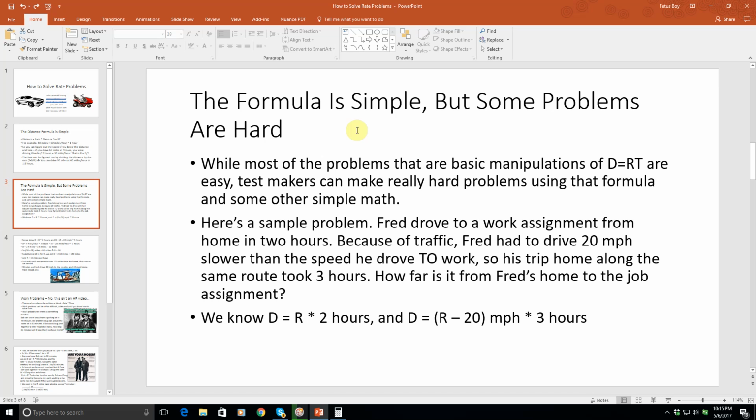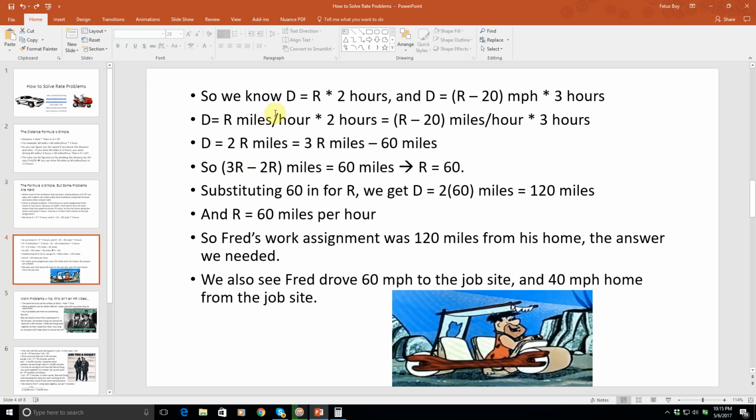Well, we know the distance is equal to the rate that Fred drove at times 2 hours, and it's also equal to his rate minus 20 miles per hour, that is 20 miles per hour slower than his morning rate, in the afternoon times 3 hours, because it took him 3 hours because of traffic to get home. So the distance is equal to the rate times 2 hours, and the distance is equal to the rate minus 20 miles per hour times 3 hours.